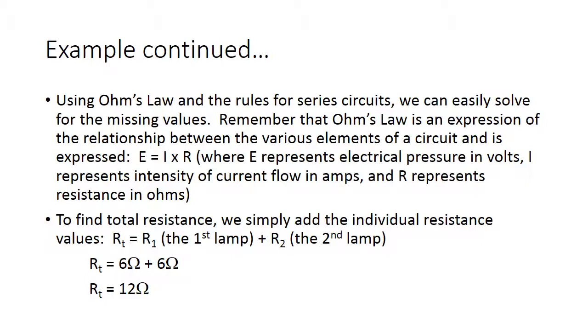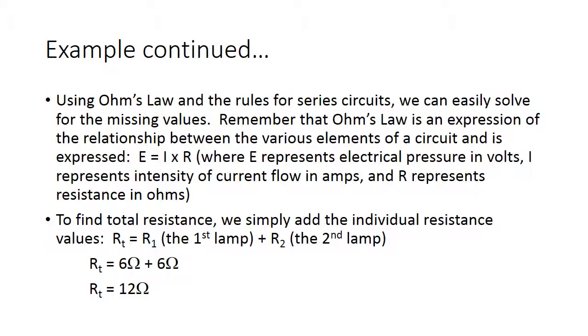Okay, so using Ohm's law and the rules for series circuits, we can easily solve for the missing values. Remember that Ohm's law is an expression of the relationship between the various elements of a circuit and is expressed in the following formula: E equals I times R, where E represents the electrical pressure measured in volts, I represents the intensity of current flow measured in amps, and R represents resistance measured in ohms.